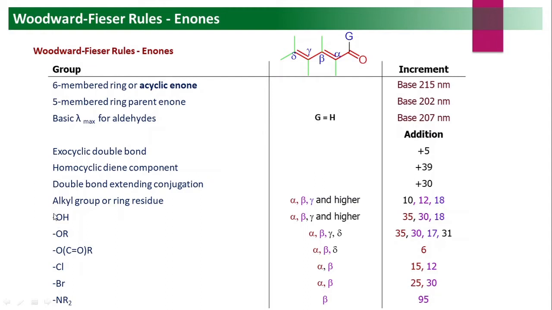If an OH alcohol group is there, then at the alpha position we have to add 35, at the beta position we have to add 30, and if at gamma or further, we have to add 18.